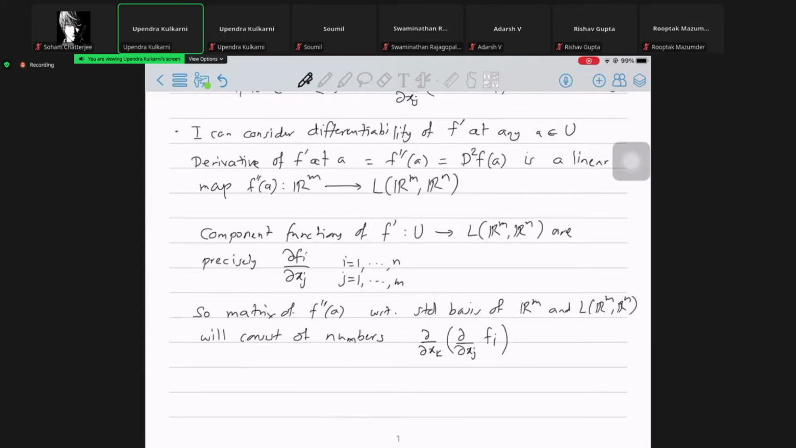And when I do it for each direction, this is going to give me the components of the double derivative function. But of course, this is going to be evaluated at A. If you really want, it's this whole thing evaluated at A. Okay. All right, so any questions so far?